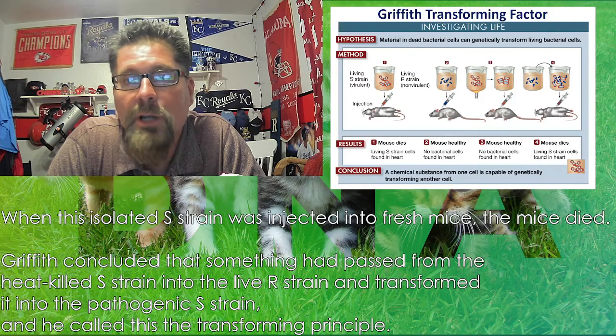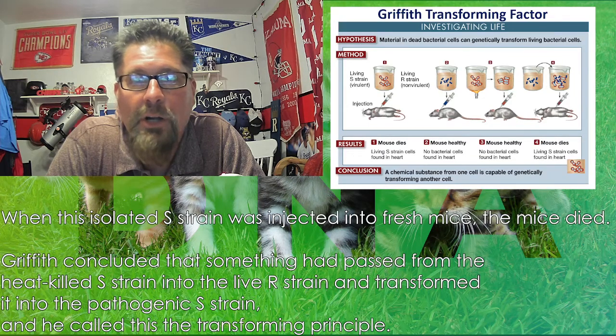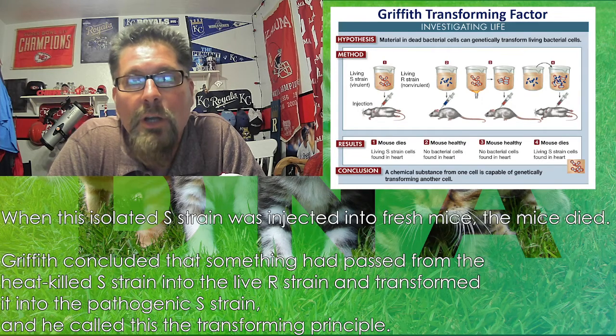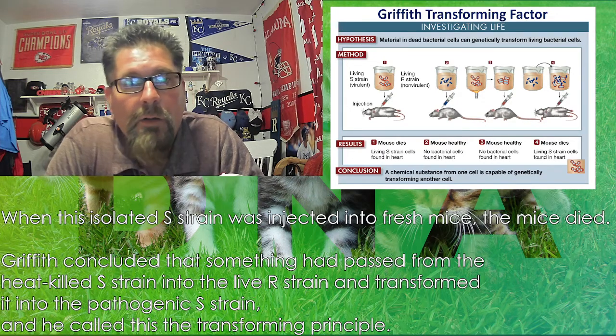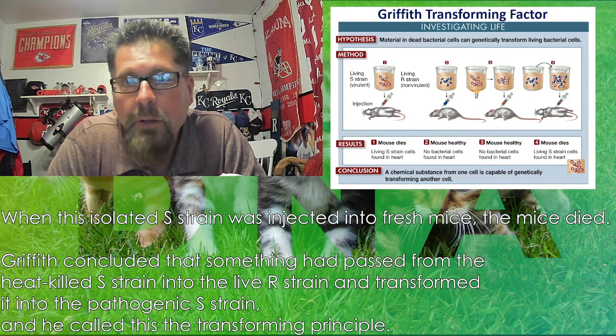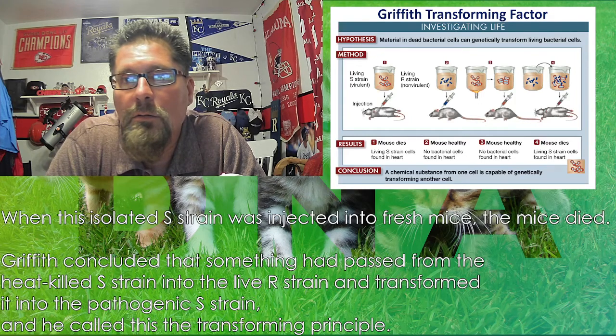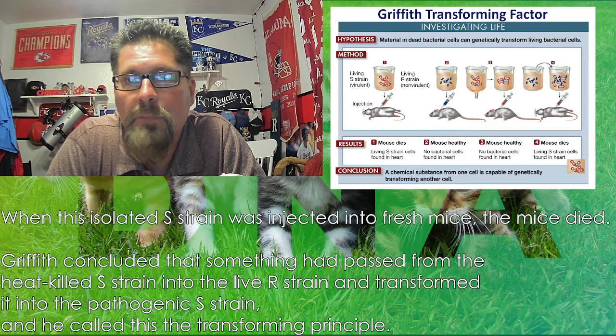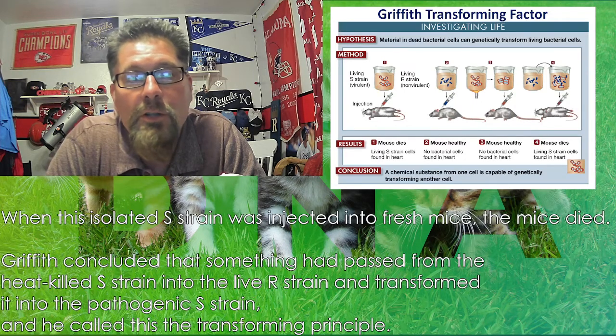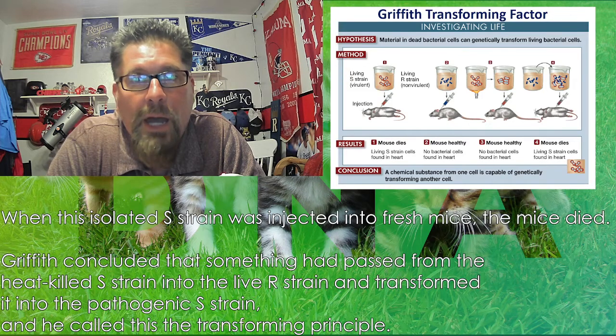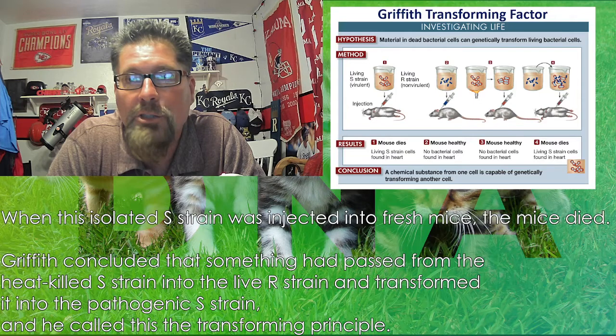much to his surprise. And when he investigated the mice, studied the mice, and pulled strains of bacteria, the Streptococcus, out, he did not find any R's. And so what was happening is that the S's were somehow transforming the R's. They were somehow passing something that made them into virulent bacteria. So that was the first discovery, that something could be passed between bacteria that could change the other one.